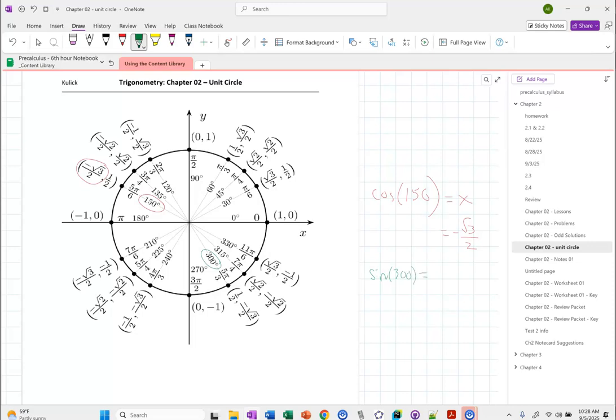My unit circle definition says sine is y. The y coordinate is negative root 3 over 2. Done. It literally takes 3 seconds or less to do this. Remember how long it took to do cosine of 150? It was like 5 minutes. That's down to 3 seconds.